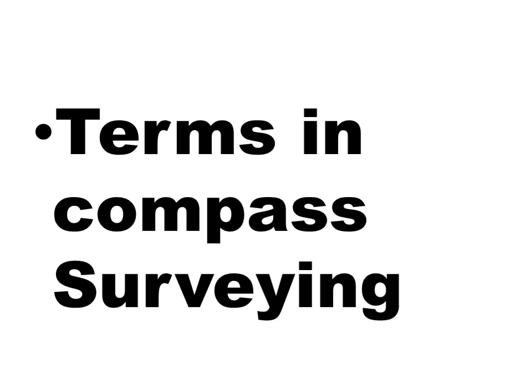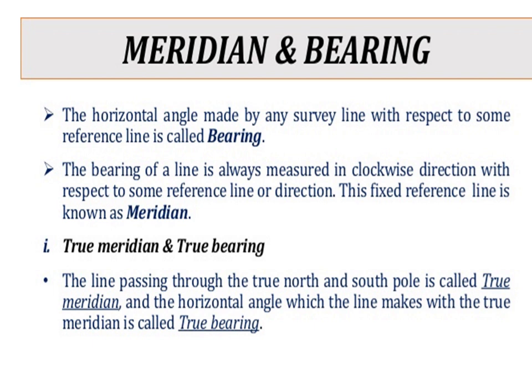Today in this lecture, we are going to see the different terms used in compass surveying. First of all, we are going to see the meridian and bearing. The horizontal angle made by any survey line with respect to some reference line is called bearing. So bearing is nothing but the horizontal angle between a survey line and the north or reference line. The bearing of a line is always measured in a clockwise direction with respect to some reference line or direction. This fixed reference line is known as meridian.